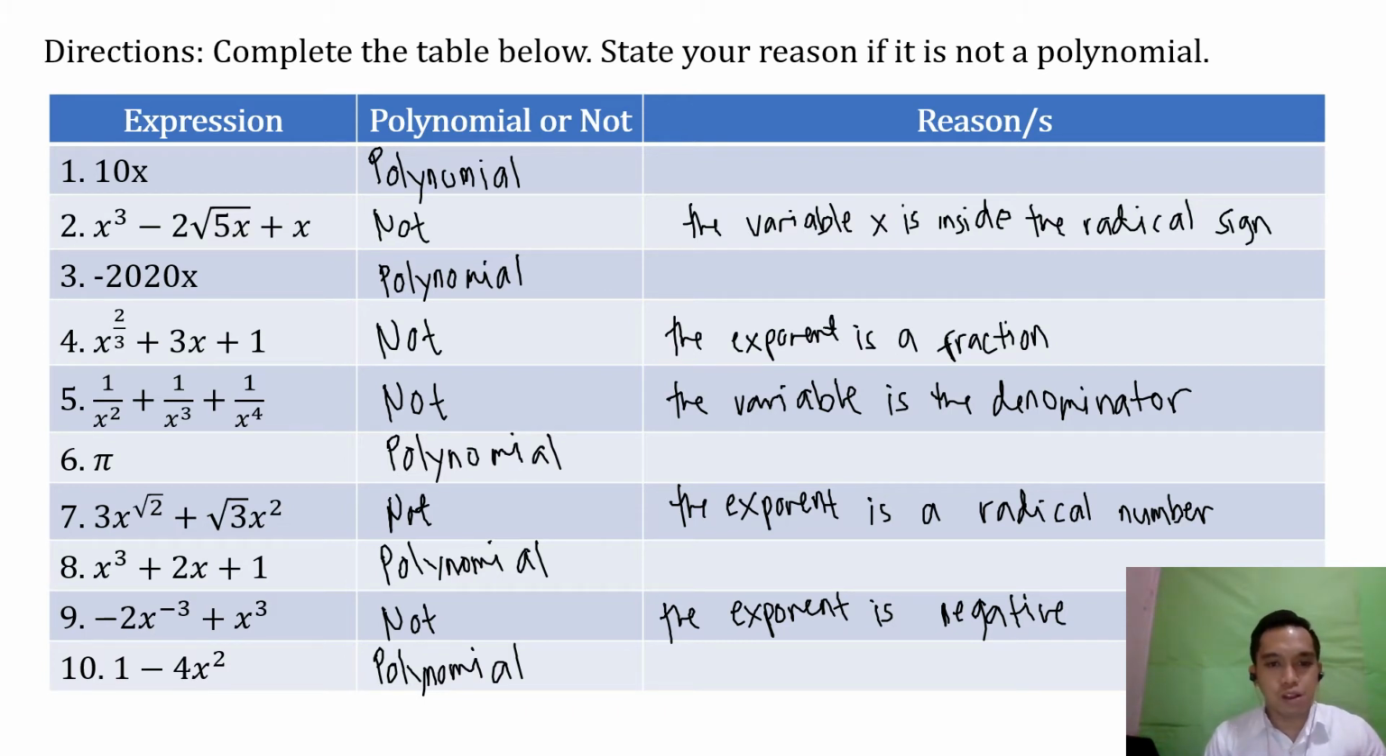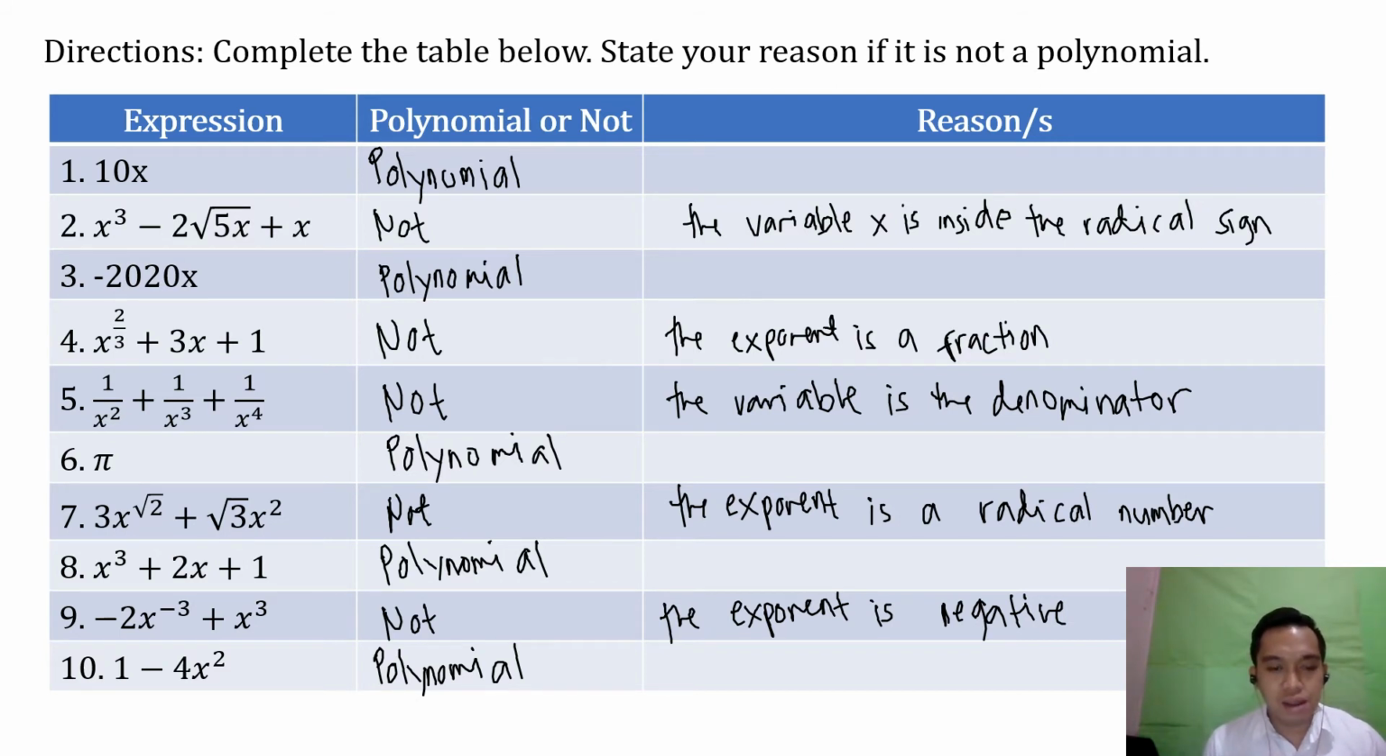Okay? So hindi siya polynomial kapag ang kanyang variable ay nasa loob ng radical sign. Hindi rin siya polynomial kapag ang kanyang exponent ay fraction. Hindi rin siya polynomial kapag yung variable mo ay denominator. At hindi rin siya polynomial kapag hindi positive integer ang iyong exponent, such as sa number 7 na ito ay radical number ang ating exponent dito. So hindi rin siya polynomial.